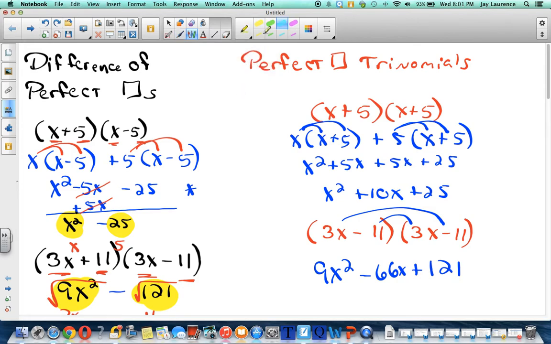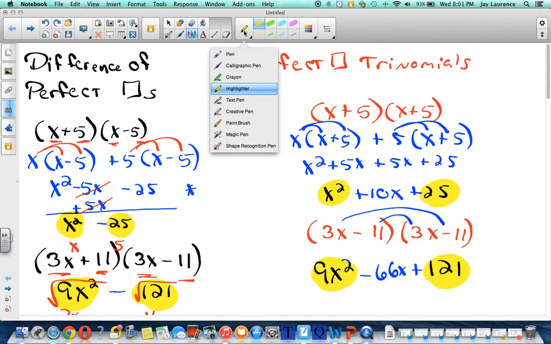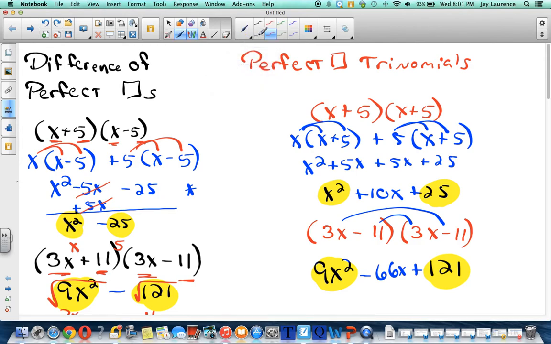Okay. Now, not unlike the last problem, there's some perfect squares hiding in here. I see a perfect square here. I see one here. I see one here. And I see one here. Now, they're a little different because of that middle term. So if you didn't catch this on Friday, the square root of x squared is x. Square root of 25 is 5. 5 times x is 5x, doubled 10x. Ooh, it matches. Square root of 9x squared is 3x. Square root of 121 is 11. 3x times 11, 33x, doubled 66x.